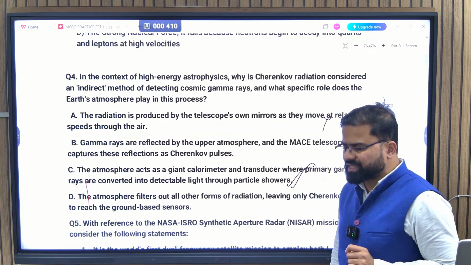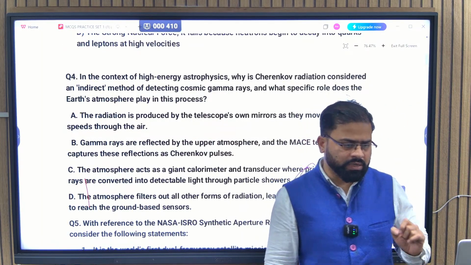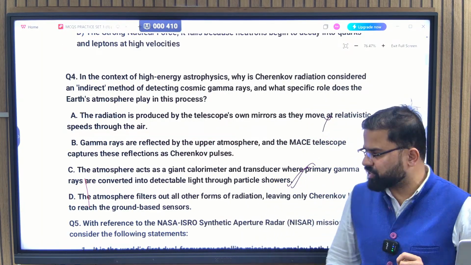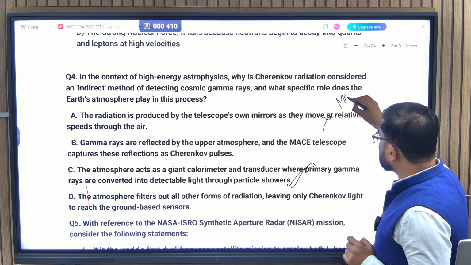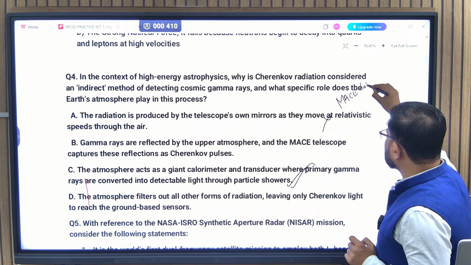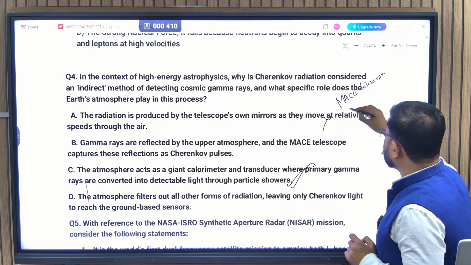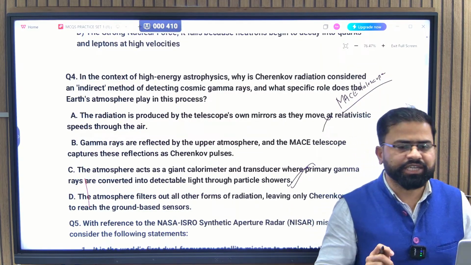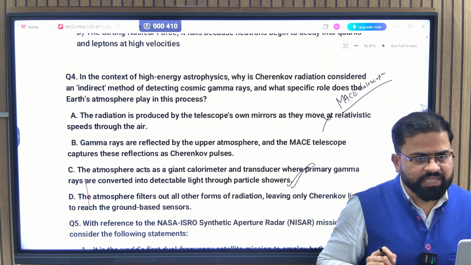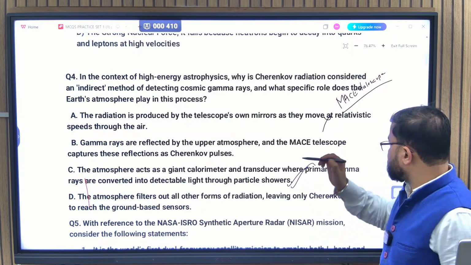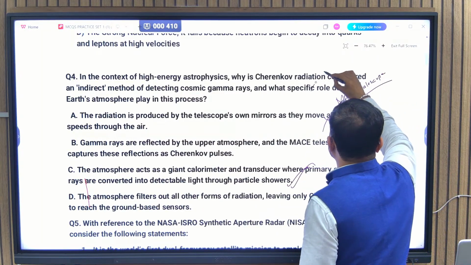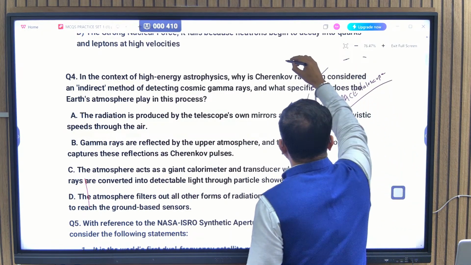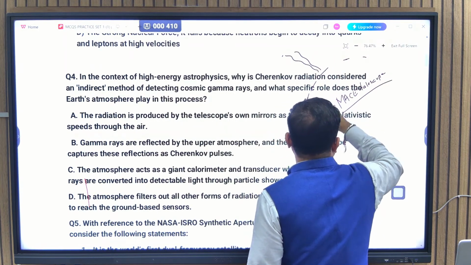Why so? Because we have discussed that in Ladakh itself, what are we developing? The MACE telescope. Now this telescope is being designed to capture gamma ray bursts, but since gamma ray bursts are highly energetic processes, they cannot be directly captured by this MACE telescope. So what will happen? Suppose this is the MACE telescope, and here we have the atmospheric region. When the gamma rays strike the atmosphere, what will happen?